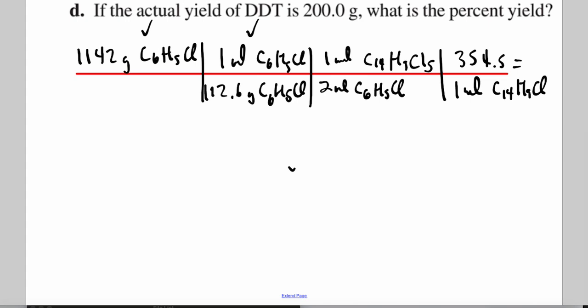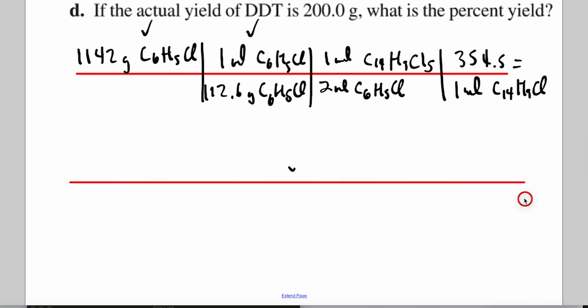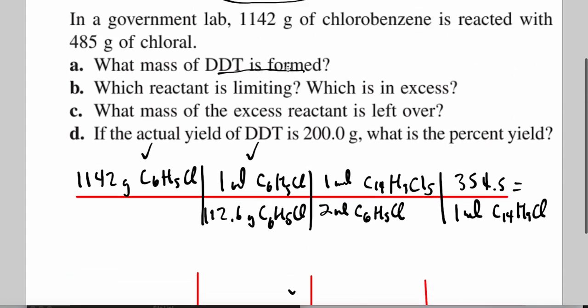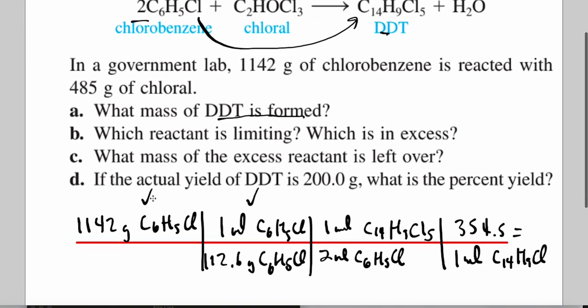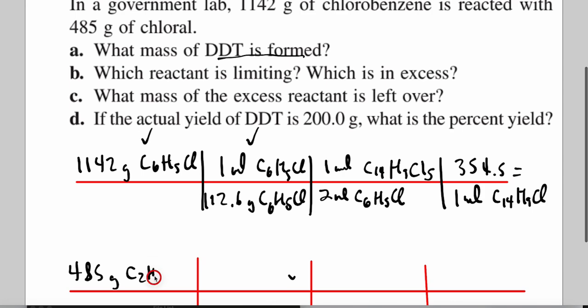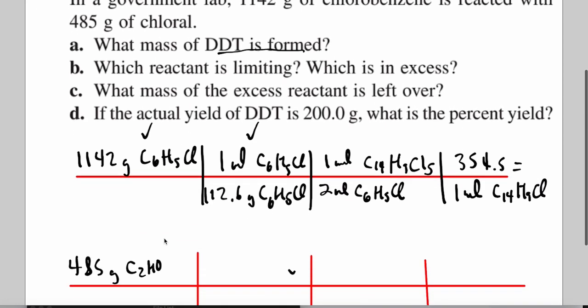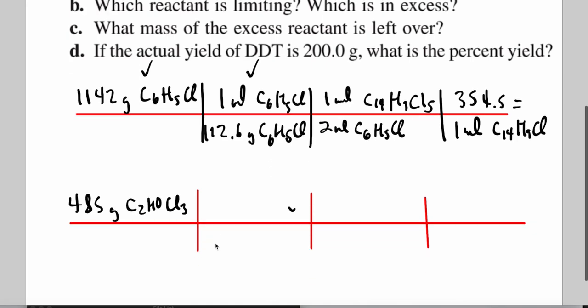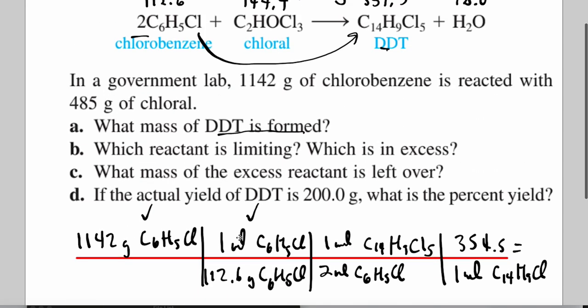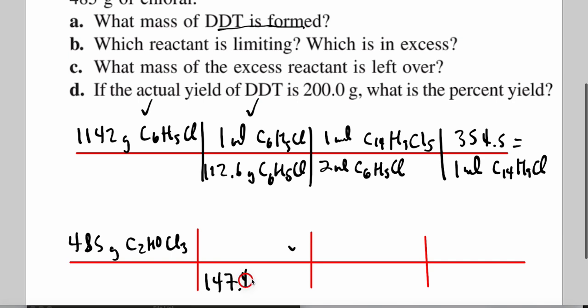I'm going to do the same idea here. Let's get a 3-step grid, grams to grams. So I'm coming back and I've got 485 chloral. So I go 485 grams of chloral, which is C2HOCl3, I believe it is. Molar mass of chloral, I gave it to you, is 147.4. As soon as you have grams here, you know you have to put 147.4 grams of C2HOCl3 equals 1 mole, because it's molar mass of C2HOCl3.